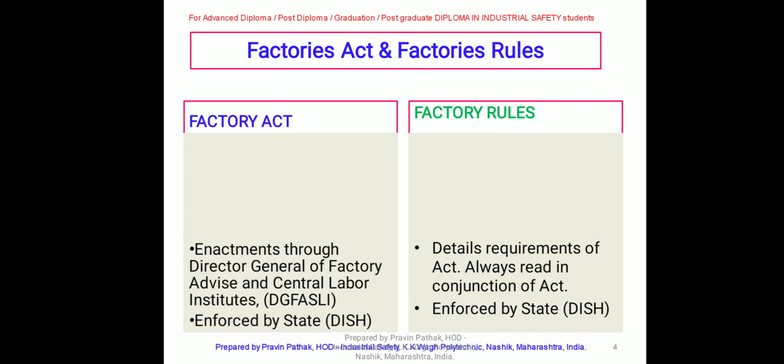The Factory Act is enacted through DGFASLI and enforced by the DISH. DGFASLI is nothing but the Director General of Factory Advice Service and Labour Institutes. And the Factory Rule details the requirements of the Act and is always read in conjunction with the Act. So the rules are made under the guidelines of the Factory Act only. With reference to the sections, the detailed guidelines are made under the Factory Rule, and it is enforced by the state, that is DISH, Department of Industrial Safety and Health.